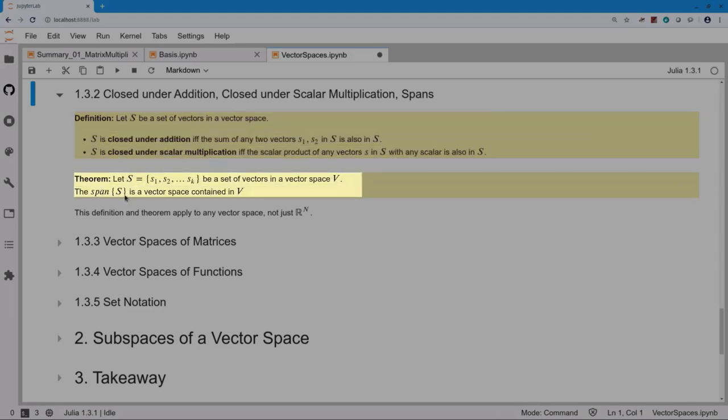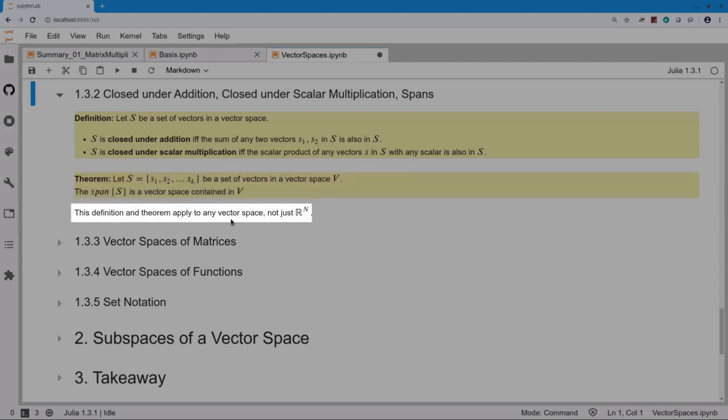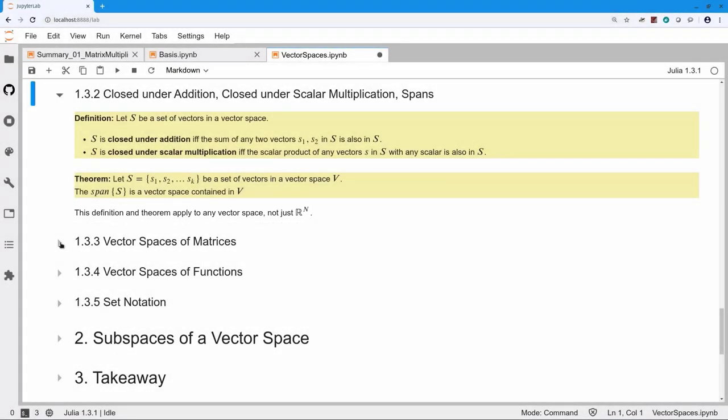And immediately a theorem that goes with that, namely the span of vectors. If I take some vectors, S1, S2, through Sk, and say that's a set of vectors inside some vector space V, if I look at the span of these vectors, the result is a vector space inside of V. So our example was the span of two vectors forming a plane as a vector space inside of R3. Now, this definition and this theorem apply to any vector space, not just to R3 or not just to Rn, but our motivating examples, functions, would also hold. Let's look at other vector spaces.